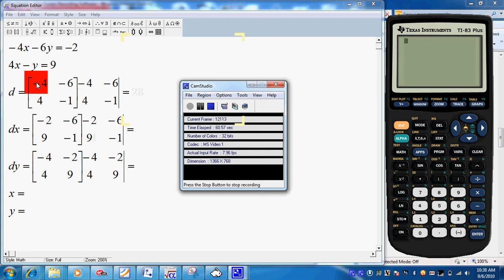First you take minus 4 times negative 1, since it's going down diagonally, which is positive 4, plus negative 6 times 4. Type it in the calculator. Watch the calculator as I do it, so you know how to do it on a scientific or graphing calculator.